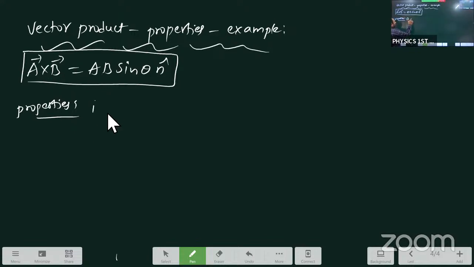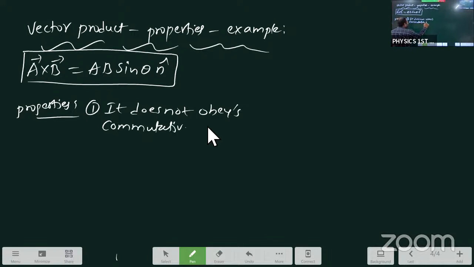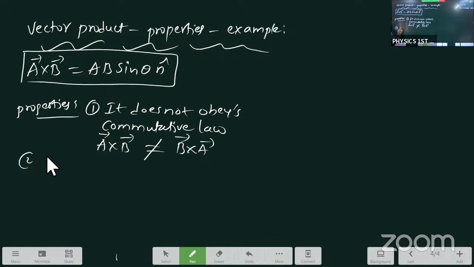Number 1, it does not obey commutative law. It does not obey commutative law, meaning A cross B is not equal to B cross A. This is property number 1. Next one, it obeys distributive law.